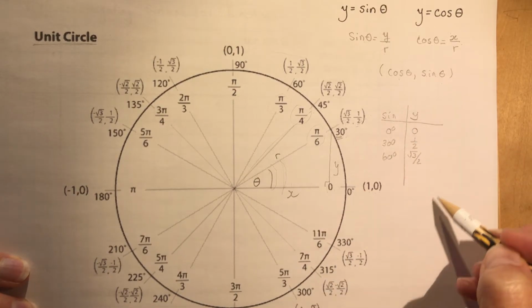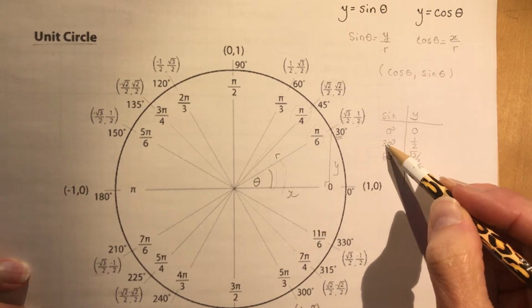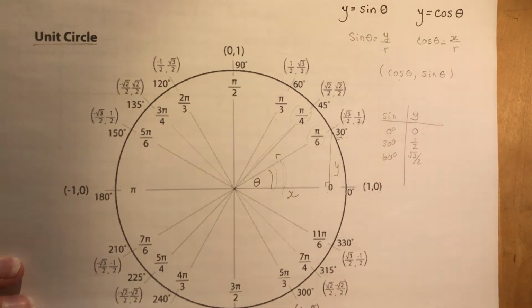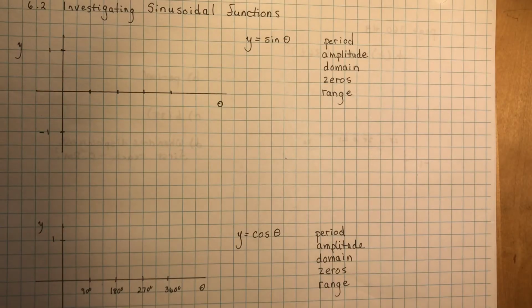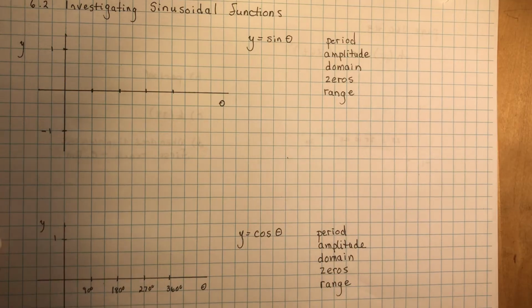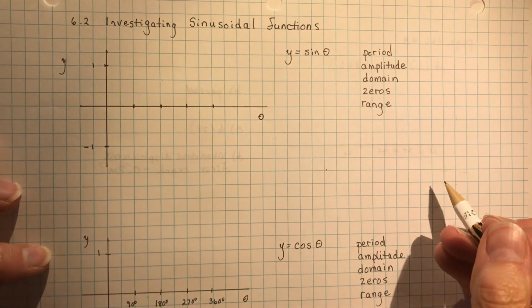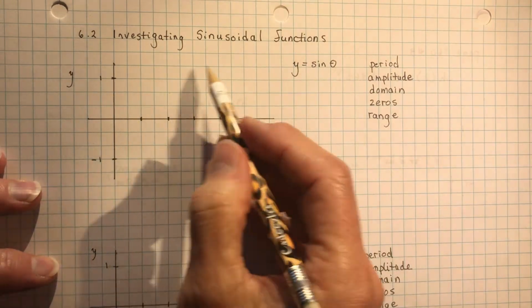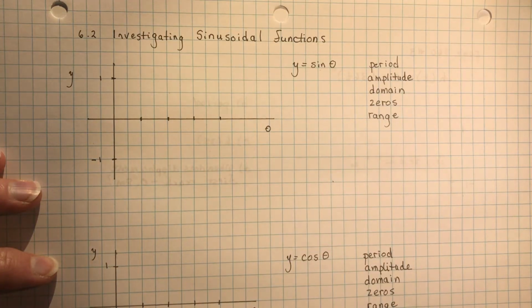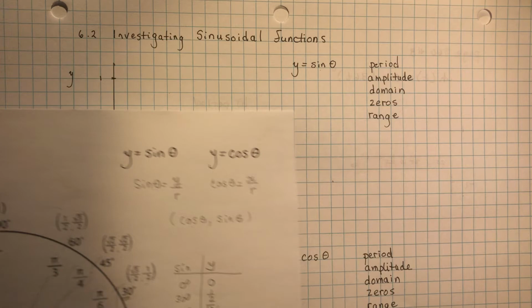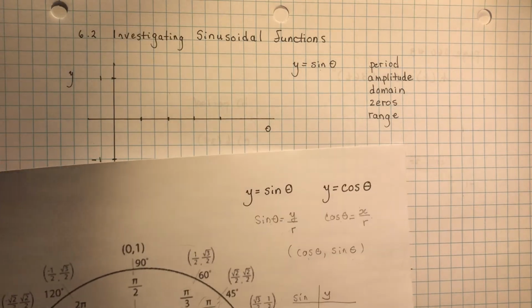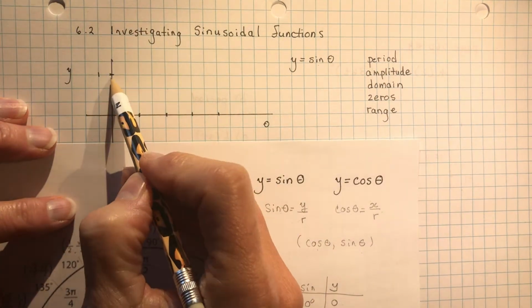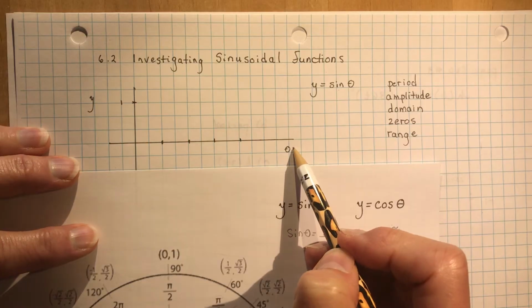You would do a whole table of values of these, and then you would graph them. So let's put the unit circle aside here. Excuse me, a little bit of a frog today. I haven't talked enough. So if I were to graph these values, you'd see that I would start with a graph of y versus theta.